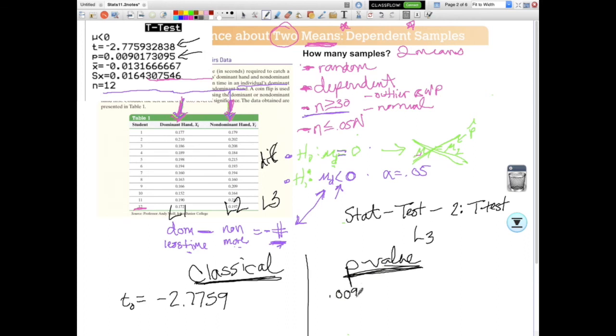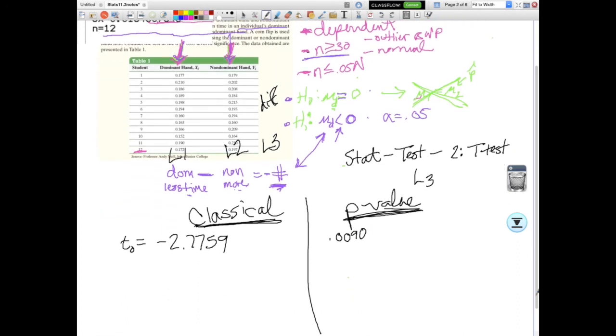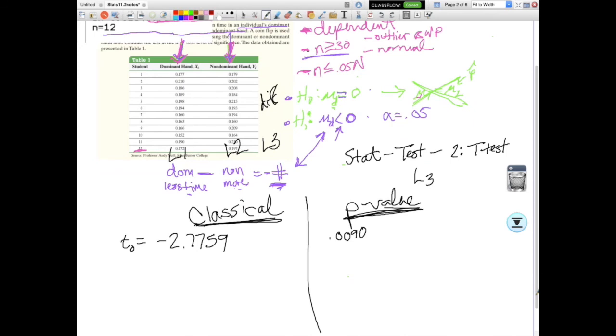It is 0.00901, so just O. Now let's hop over to p-value because that's pretty quick. We're going to compare that to our level of significance. It needs to be less than the probability of getting a type 1 error in order for us to say we have enough evidence, and clearly that is. So this is true, which means that there is enough evidence to reject the null and accept the alternative. Okay, there is enough evidence.